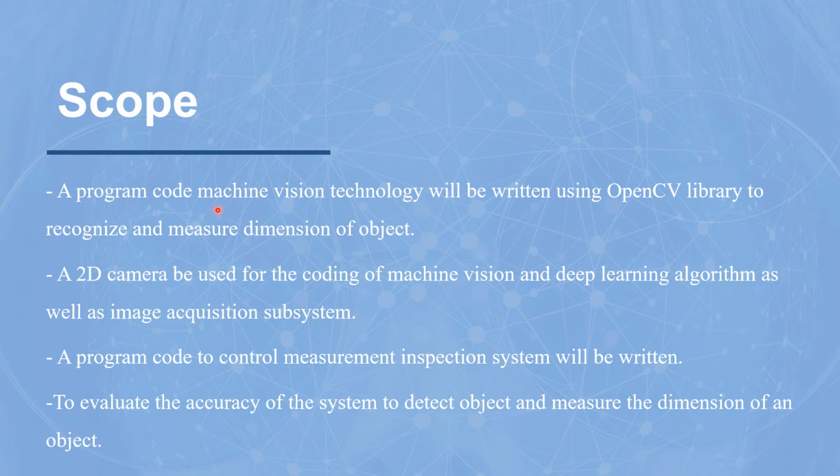A program called machine vision technology will be written using OpenCV library to recognize and measure the dimension of the object. A 2D camera will be used for the coding of machine vision and deep learning algorithms as well as image acquisition subsystems. A program to control the measurement inspection system will be written. Last, to evaluate the accuracy of the system to detect object and measure the dimension of an object.